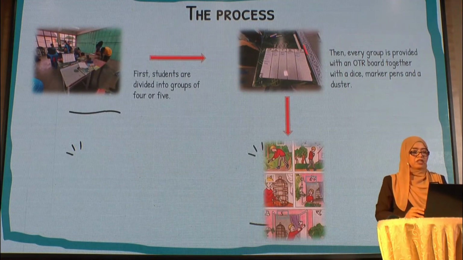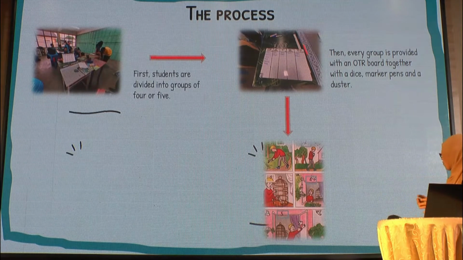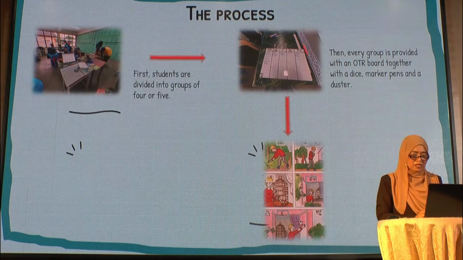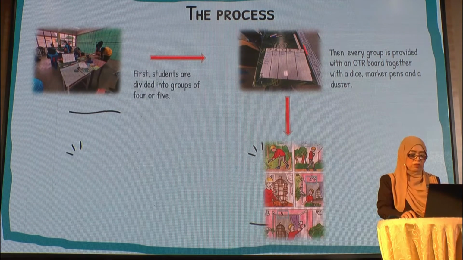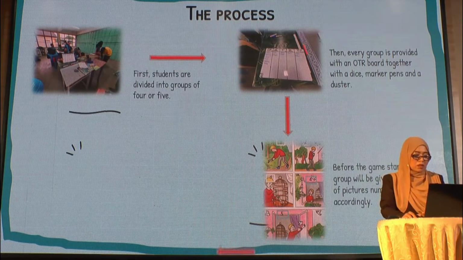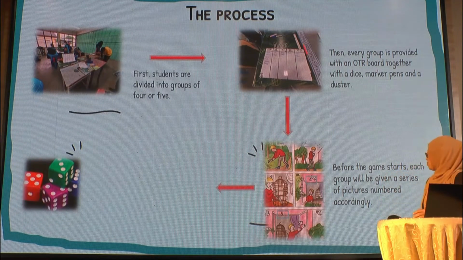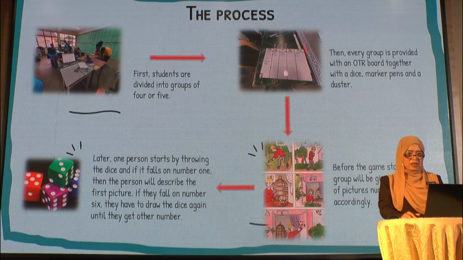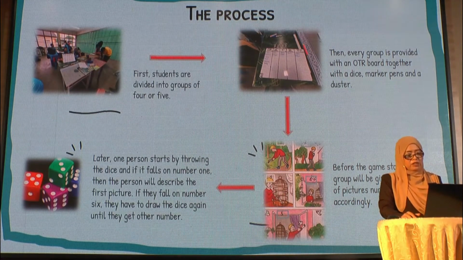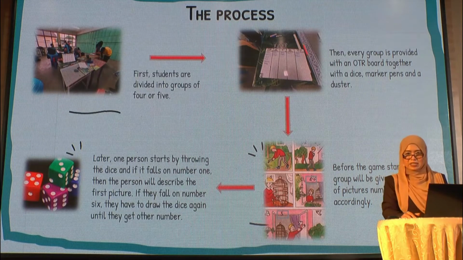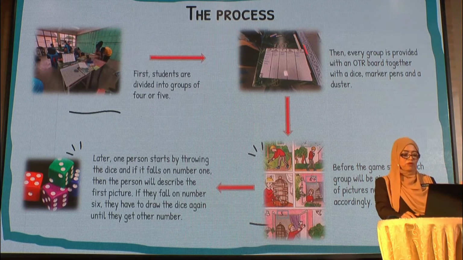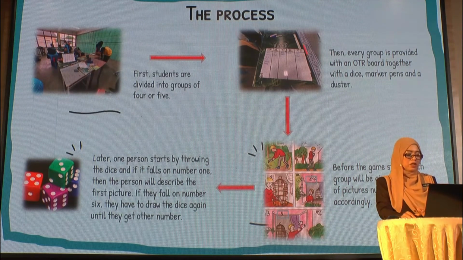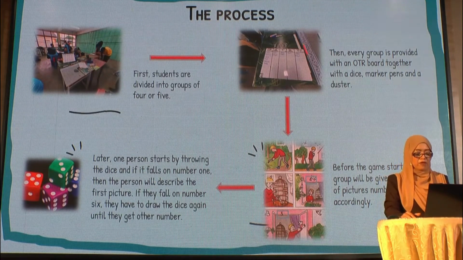They were given a set of 5 pictures, which is aligned with the Form 3 speaking test in Part 2. Next, they throw the dice to know who is going to start describing the picture. Let's say the first person to throw the dice gets number 2, so that person will have to describe picture number 2. It continues until all the group members have got a picture to describe.